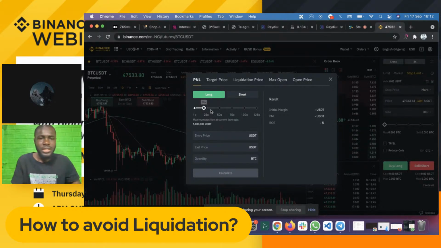For example, the first tool on the calculator is the PNL, right, which is the profit or loss, if you want to calculate the profit or loss you would potentially make on a certain trade.